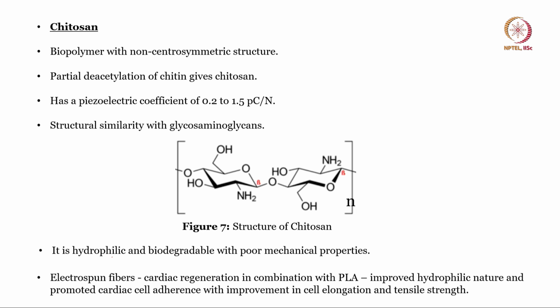One major disadvantage of this material is its poor mechanical property. But this mechanical property can be increased by forming composites of this material with other known polymers. One research group has studied the combination of chitosan with PLA for cardiac regeneration applications, wherein they observed that the addition of chitosan to the PLA matrix helped in improving the hydrophilic character of the final scaffold. Along with that, it promoted cardiac cell adherence, which improves cell elongation as well as tensile strength.